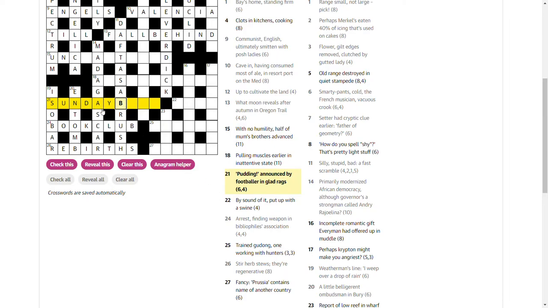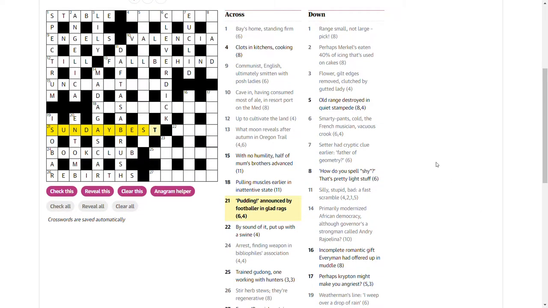Sunday, and Sundae with an AE would be the pudding. And then the footballer would be George Best. And if Sunday best are your glad rags, I suppose. Might be a slightly British expression again. Well, we are in Britain.